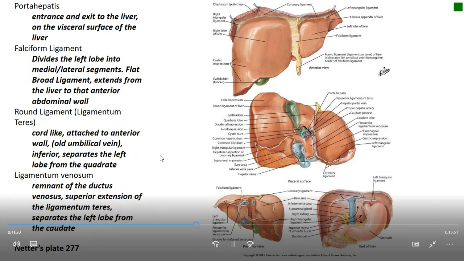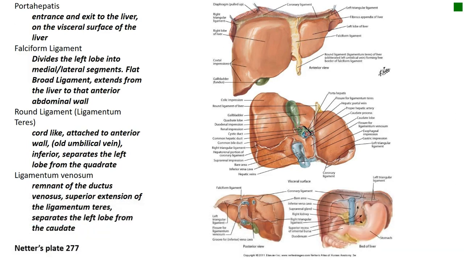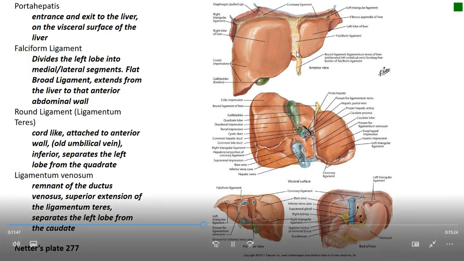So this is an anterior view of the liver. This is the right lobe of the liver here, and there's the gallbladder, and the left lobe of the liver. And these are, again, the anatomical lobes. And this is a falciform ligament. And you'll notice here that it says that it separates the left lobe into medial and lateral segments, and that's true for the surgical lobes. But for the anatomical lobes, this is left and this is right.